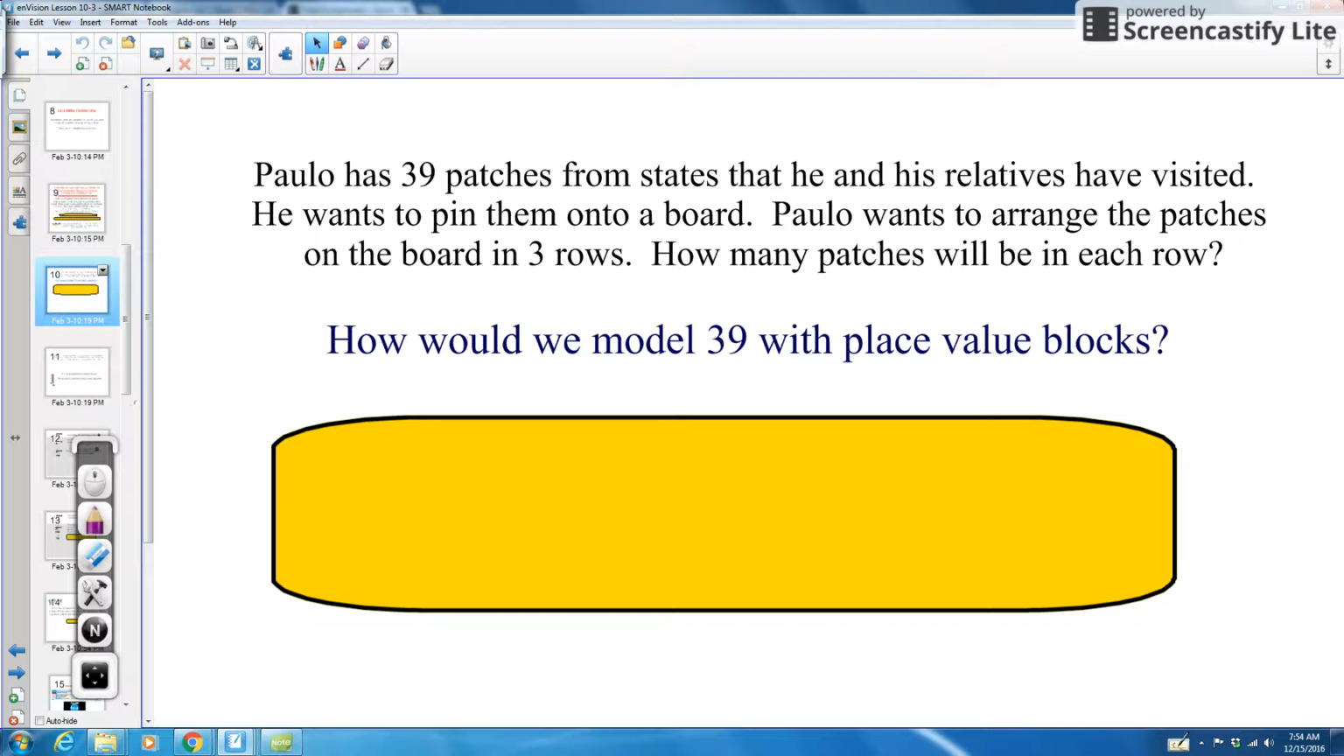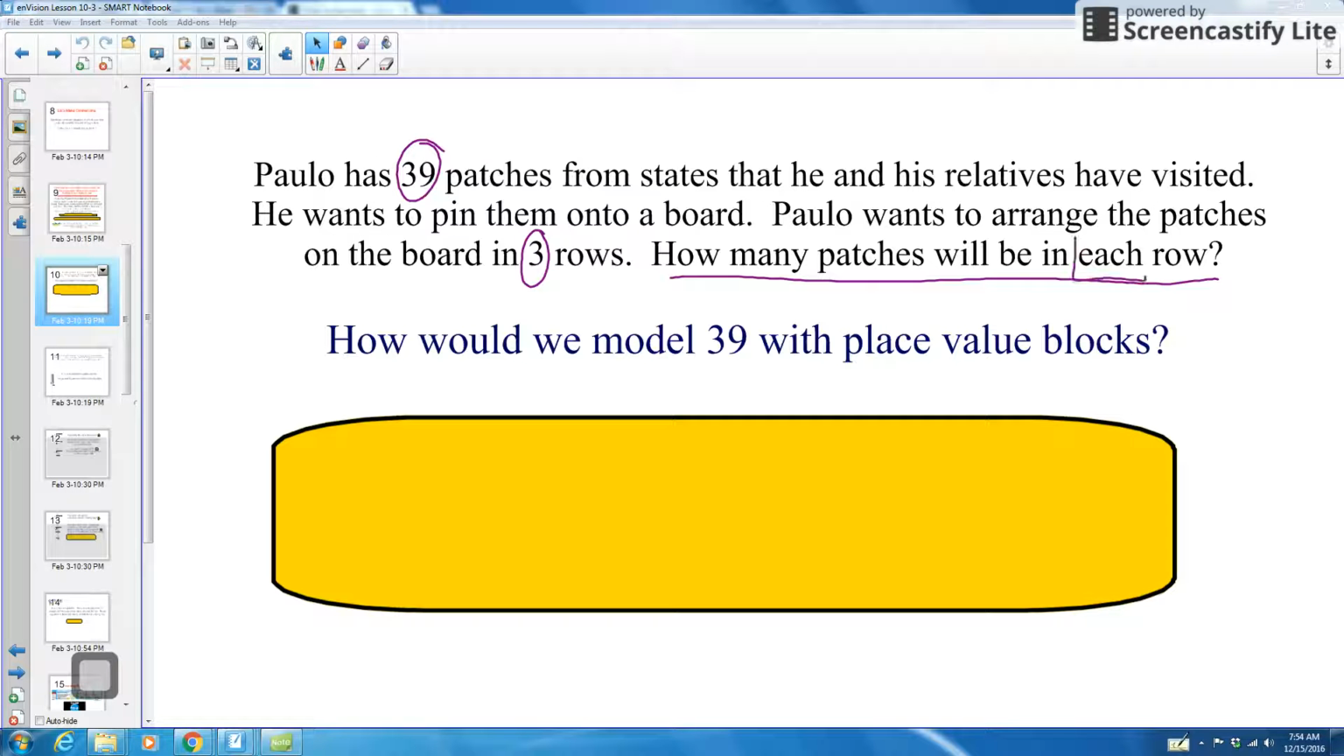So here's our problem. Once again, I'll circle our numbers so we know what we're working with. Wants to go into 3 rows. How many patches in each row? Now we just said our division problem is 39 divided by 3, and we don't know how many patches in each row, so I'm going to use the letter P. But I don't want you dividing horizontally. We want to go vertically. So I'm going to rewrite my problem.